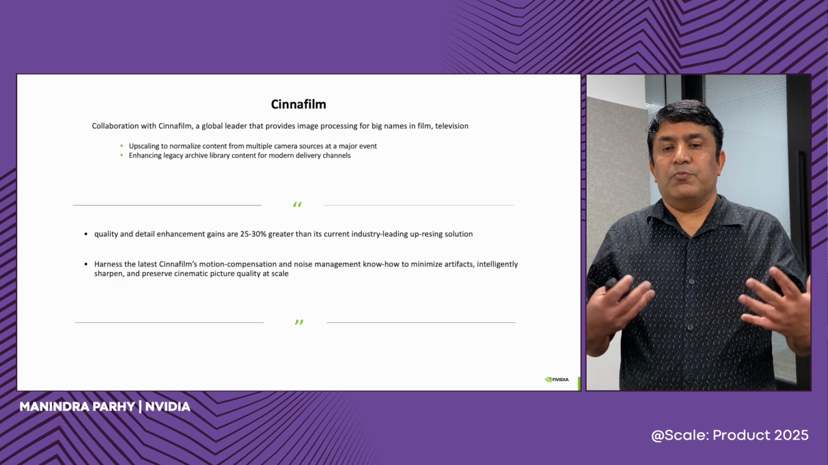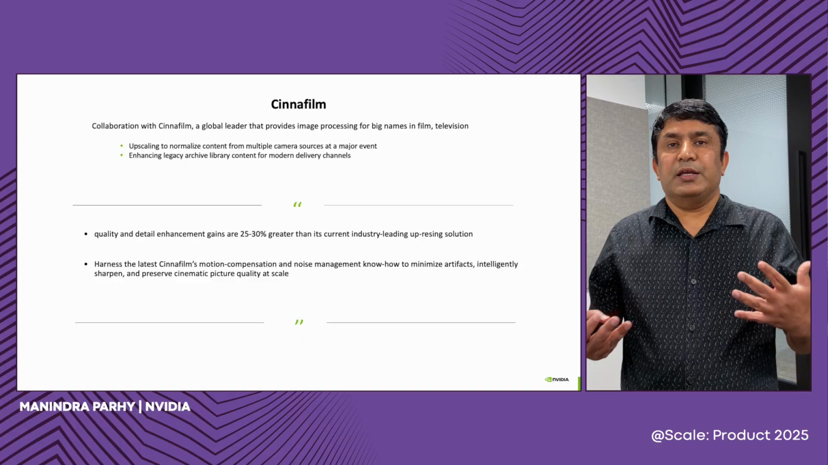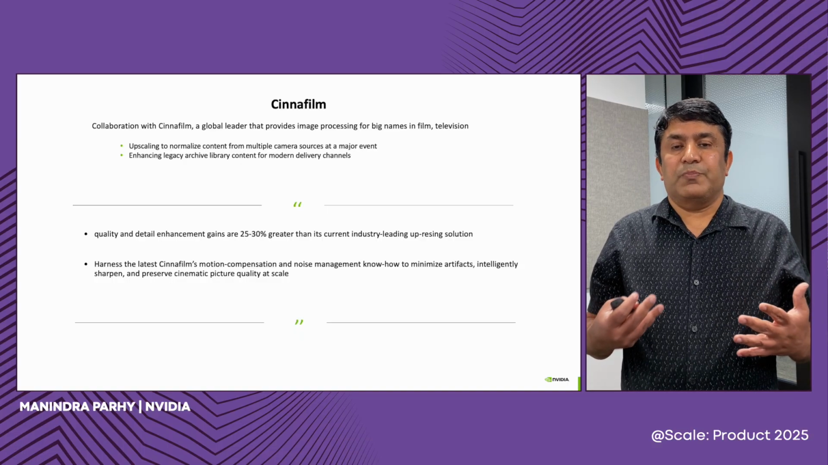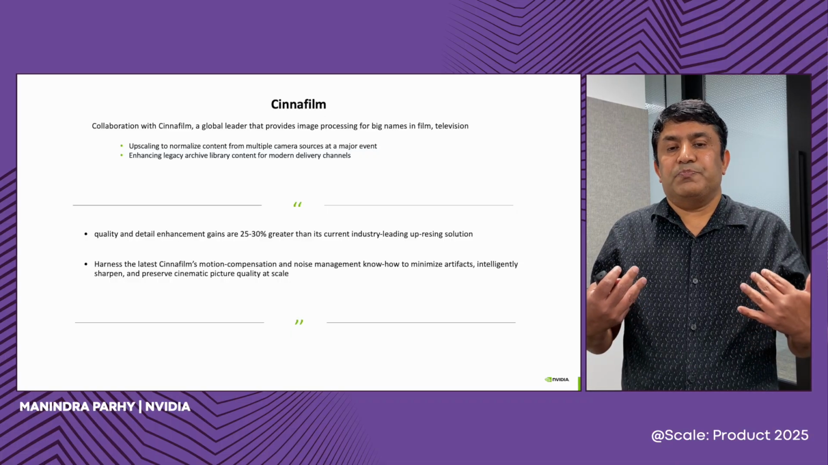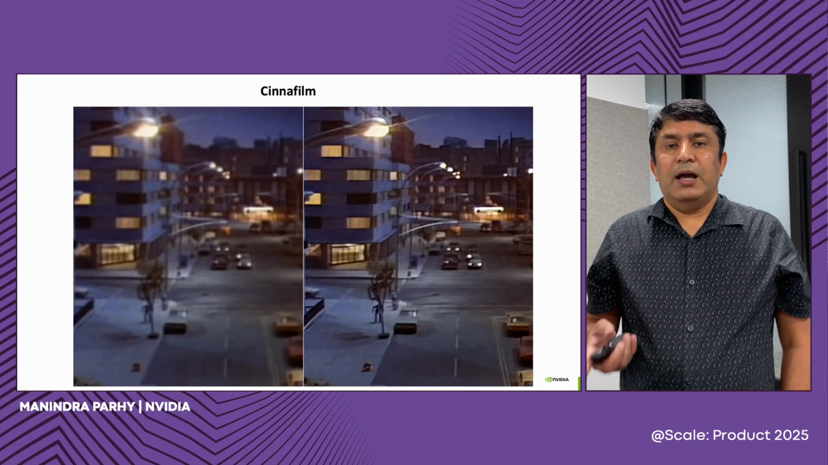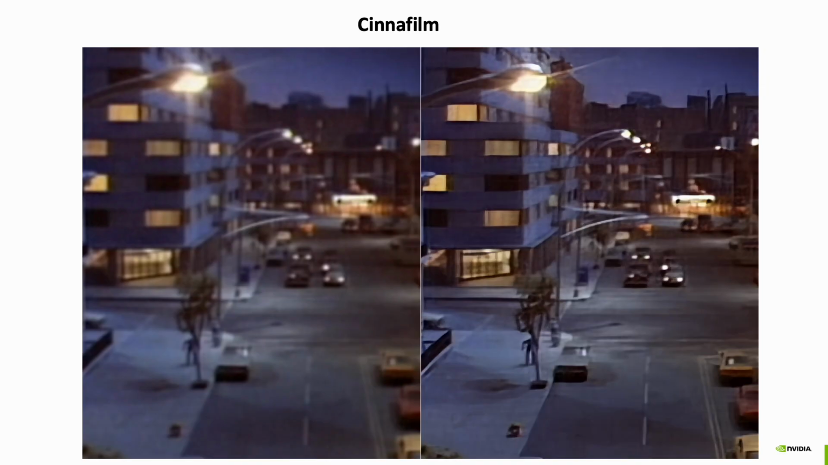They're using their own motion compensation and noise management know-how and combining it with RTX VSR, to intelligently sharpen, to decide where to sharpen and where to sharpen less, producing cinematic quality at scale. I will show you some examples of that. The image on the left is an old video from old footage, and you can see that this is very, very blurry, and using RTX VSR, it comes alive and it looks like it was captured today.